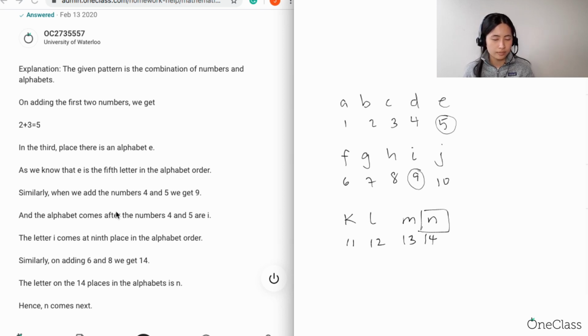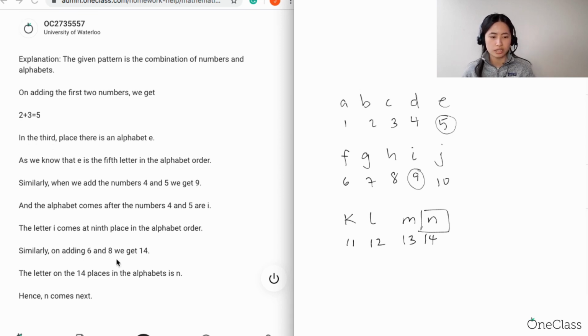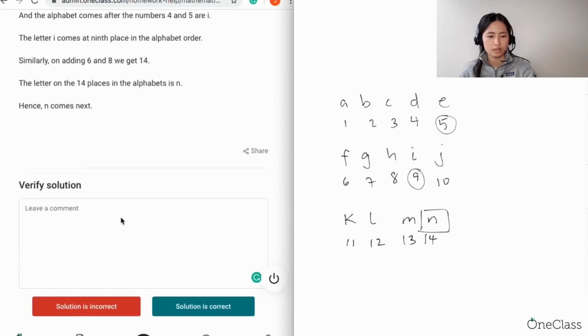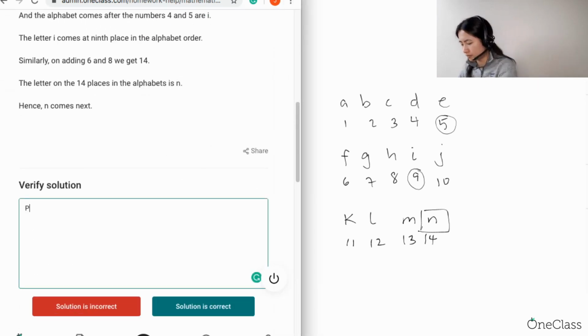The letter I comes at the ninth place in the alphabet order. Similarly, on adding 6 and 8, we get 14. The letter at the 14th place in the alphabet is N. Hence, N comes next. That's right. So, yeah, this is perfect.